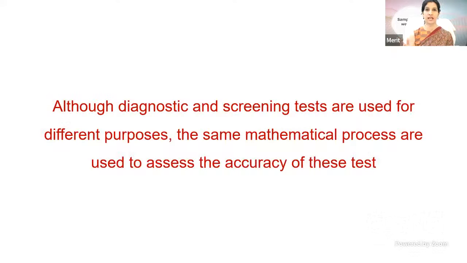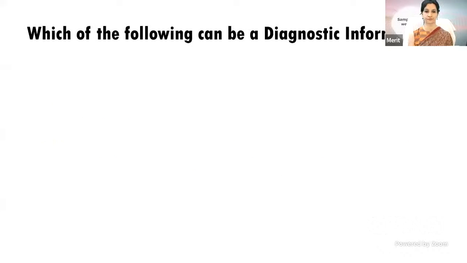For diagnosing, like we do for HIV, first we apply a more sensitive test and then we apply a more specific test. But the ultimate desire of both tests is the same, and the mathematical process which we use to assess the accuracy of these two tests, whether we are using it as a screening test or as a diagnostic test, is the same.